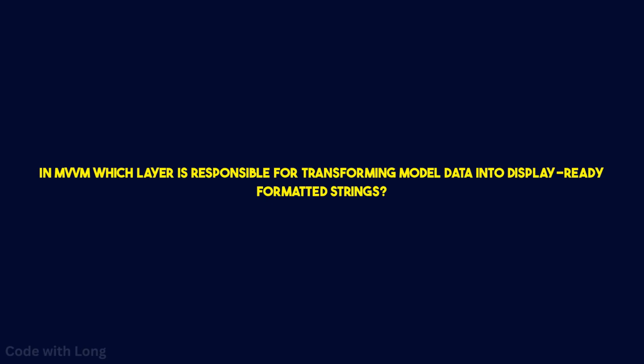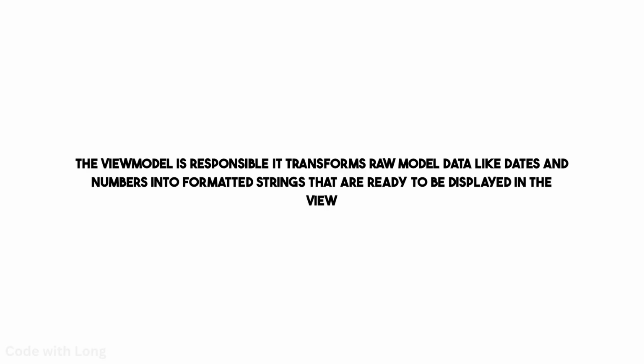In MVVM, which layer is responsible for transforming model data into display-ready formatted strings? The view model is responsible. It transforms raw model data, like dates and numbers, into formatted strings that are ready to be displayed in the view.